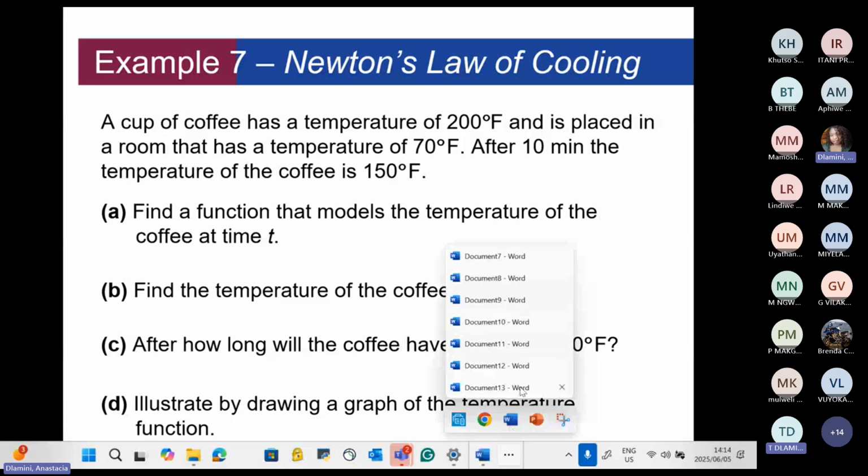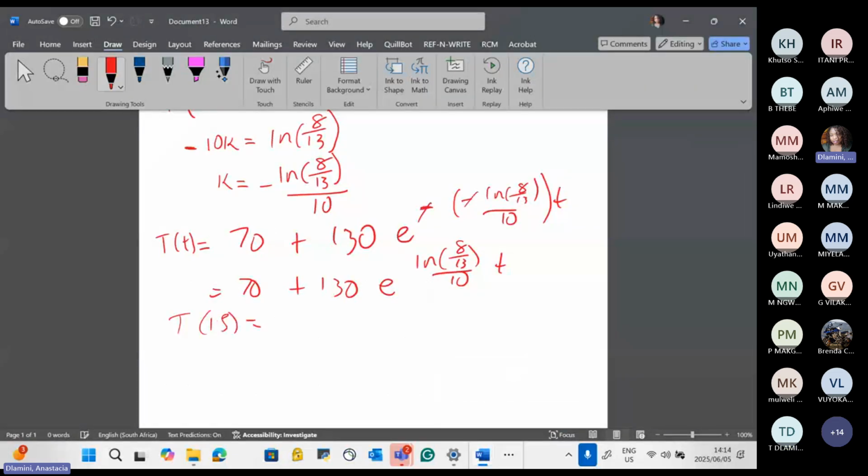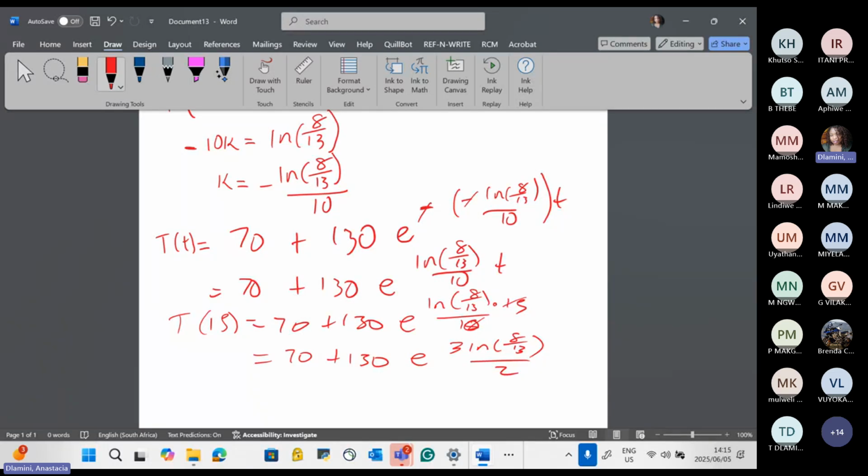Yes. So let's do that. We put 15: T equals 70 plus 130 e to the ln of 8 over 13 divided by 10 times 15. And we can simplify this: 15 over 10 is 3 over 2. So it's 3 ln of 8 over 13 over 2, because there's a 10 there and there's a 15 there. Are we all together, guys? So far, so good.